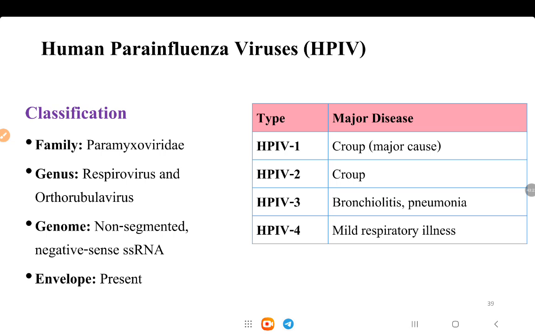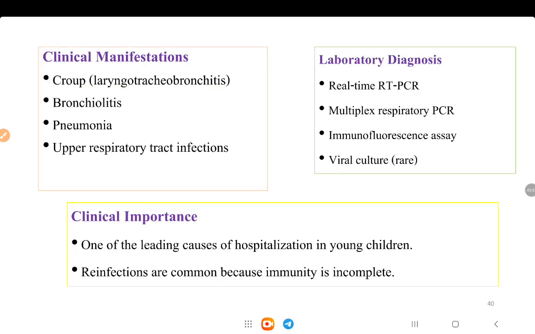There are four major types of human parainfluenza virus: types 1, 2, 3, and 4. Type 1 causes croup, type 2 also causes croup, and type 3 causes bronchiolitis and pneumonia. Type 4 is the least common serotype and causes mild respiratory illness. Knowing this difference helps the clinician predict which type of parainfluenza virus can cause the infection.